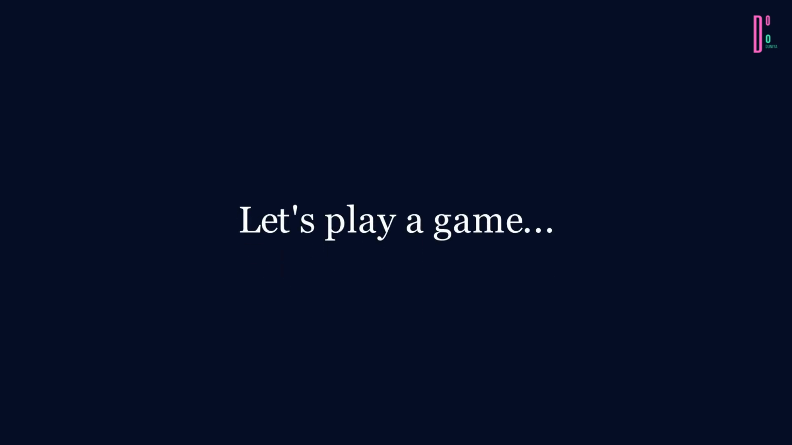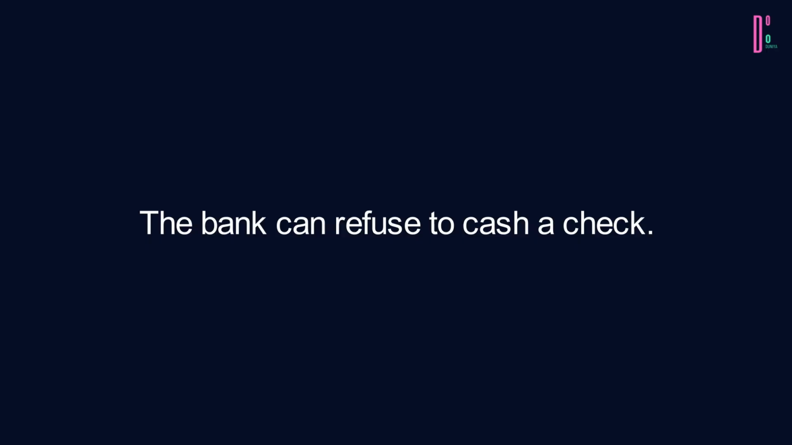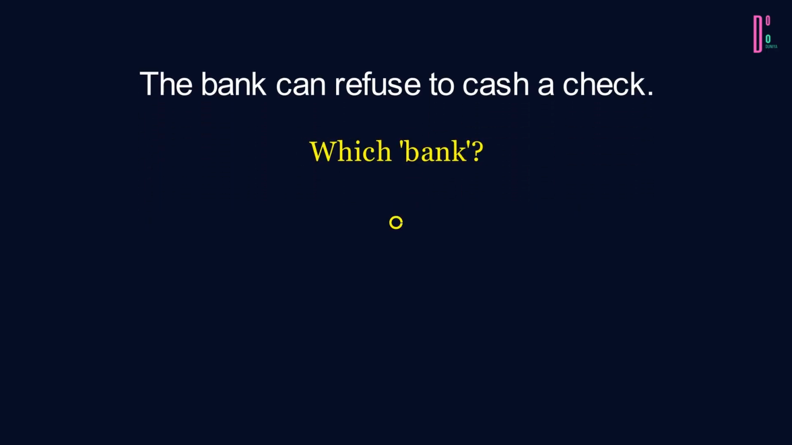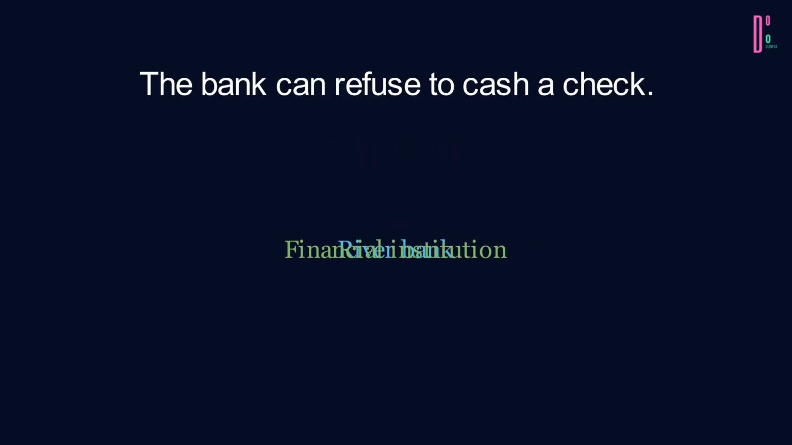Let's play a game. I'll say a sentence, and you tell me what's happening behind the scenes. The bank can refuse to cash a check. Simple, right? But here's the question. Which bank? A river bank or a financial institution? And check. A chess move, a verification, or a piece of paper.